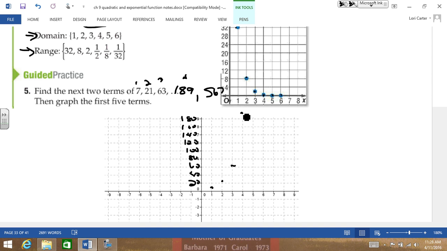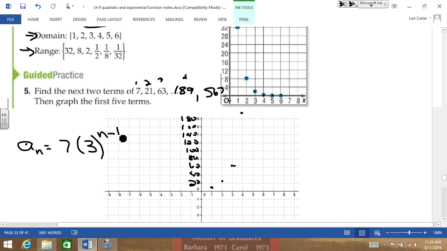Now if I ask you for the equation, what's the equation? A sub n equals 7 times 3 to the n minus 1. Who agrees? I agree. The first term is 7, 3 is the ratio, n minus 1. It is perfect. Why is it n minus 1?